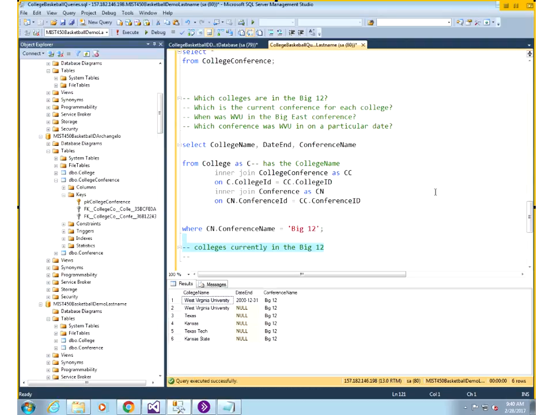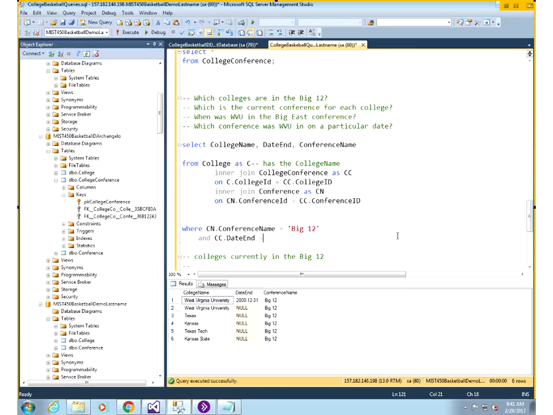Somebody was, all of you have, okay. Chris? Well, how do I get colleges currently in the Big 12? You would want, well, basically what you want to do is you want the where statement to find where the date ends is null. Okay, good. So how do I do that? You would deal with the and statement, then you would just do BC dot date ends equals null.